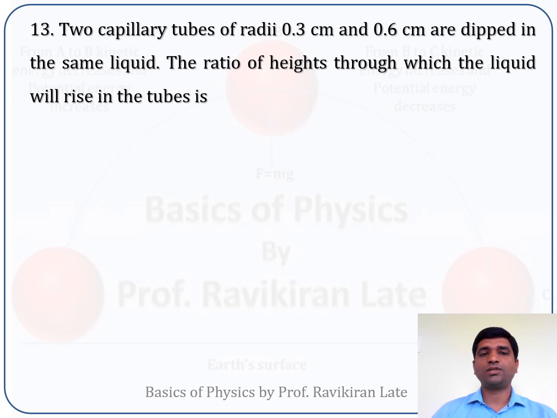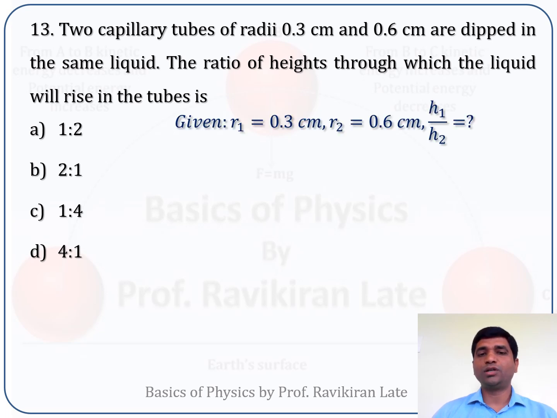Now the next question. Two capillary tubes of radius 0.3 centimeter and 0.6 centimeter are dipped in the same liquid. The ratio of heights through which the liquid will rise in the tubes is, meaning we have to calculate the ratio of H1 and H2. In this case the options are given.